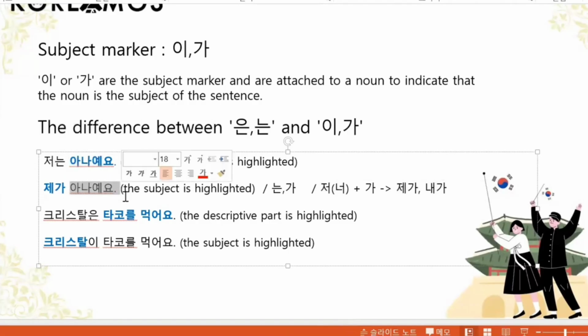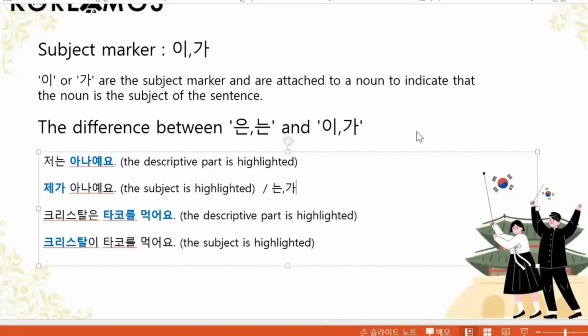아나예요, 아나예요, same. "I am Anna, I am Anna," right? Is there one way that's more common amongst native speakers? Here the situation is different, so I'm about to explain the difference. Don't worry about it. The first one, 저는 아나예요, I highlight here, and the next one, 제가 아나예요, I highlight here.